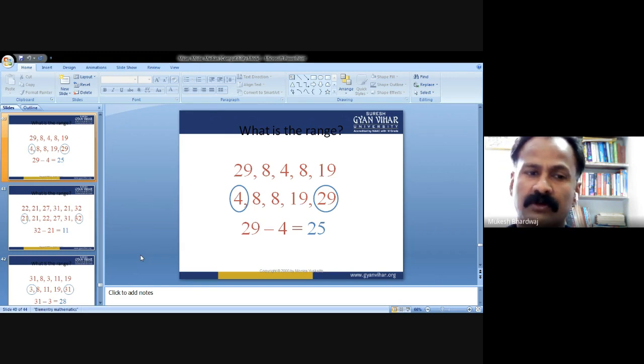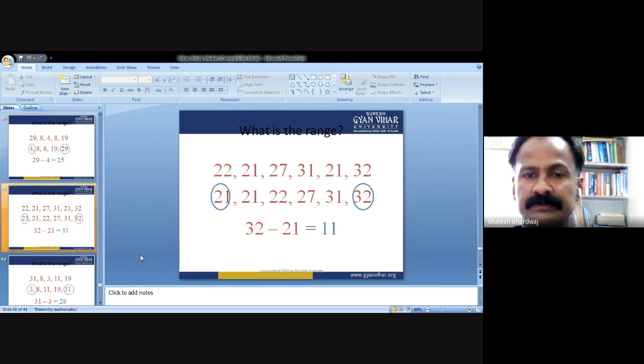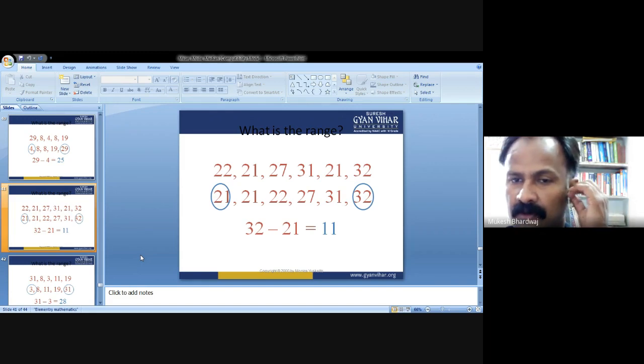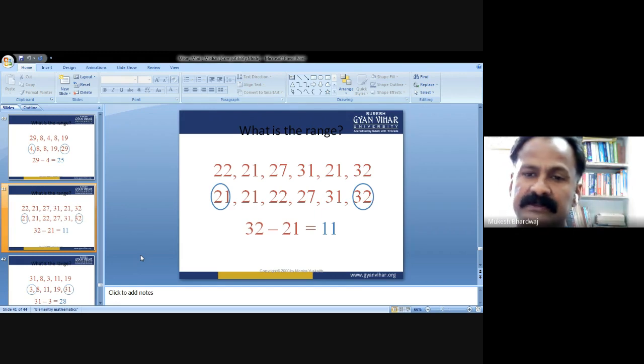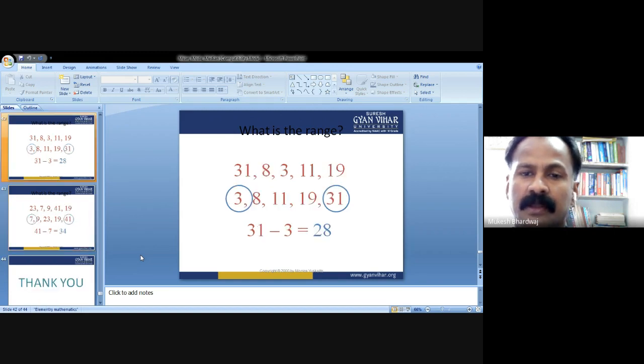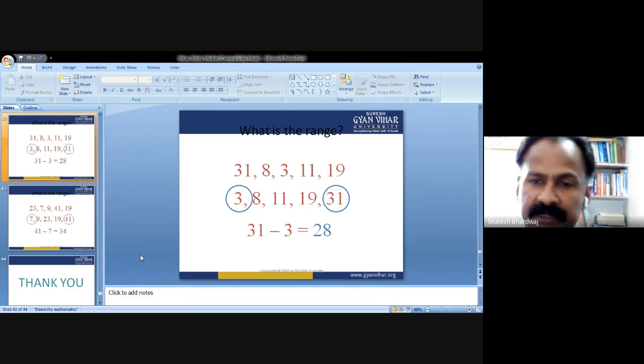So this is all about mean, median, mode and range. Let's see one more example. Arrange the numbers in a sequence. 32 minus 21 comes out to be 11. The range is 11. Again, a set is provided to you. Arrange the sequence in increasing order. 31 minus 3 comes out to be 28. 28 is the range.